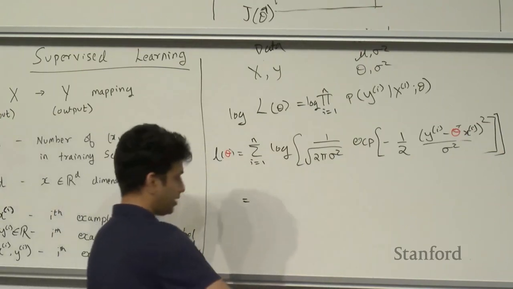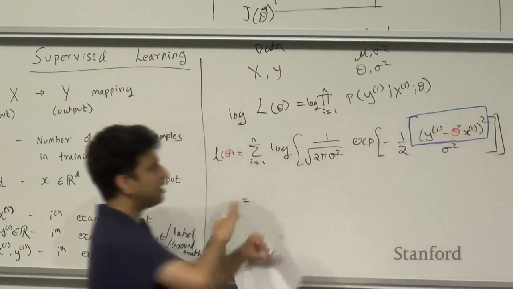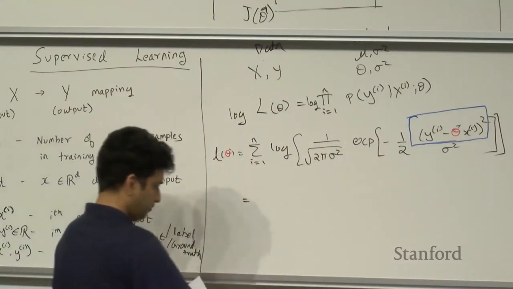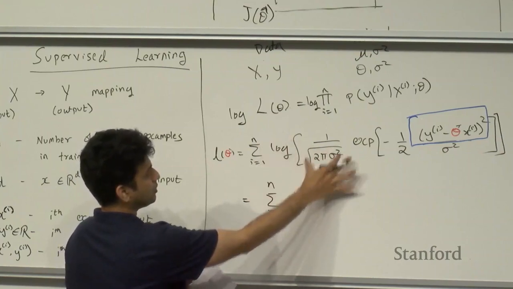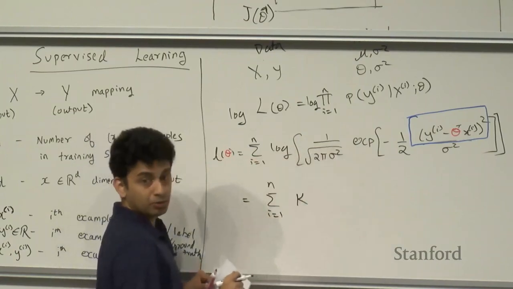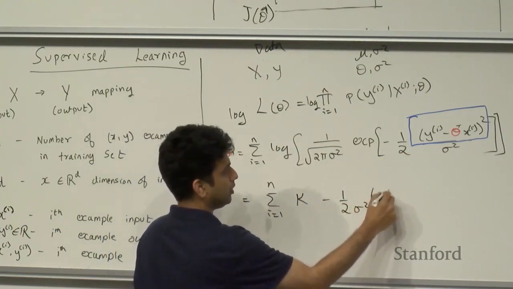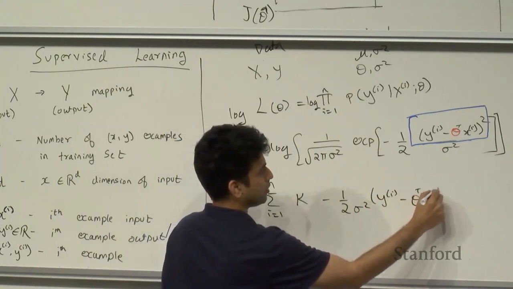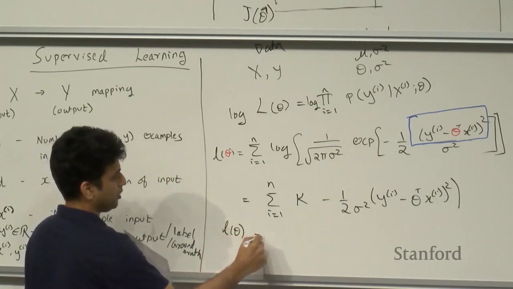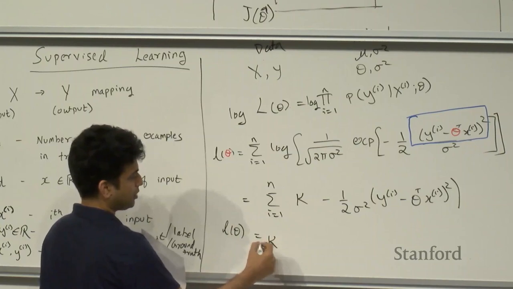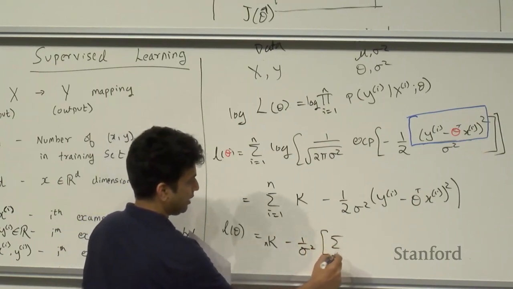The summary here is that, by looking at this expression, your attention should naturally focus on this part. Everything else just goes away. You can write this as the sum over i equals 1 to n, log of some constant, some k, you don't care. Log and the exponent cancel out, minus 1 over 2 sigma square, y_i minus theta transpose x_i, squared. And so this is equal to, I'm going to take this k out, n times k, or some constant, minus 1 over sigma square, half, sum over i equals 1 to n.